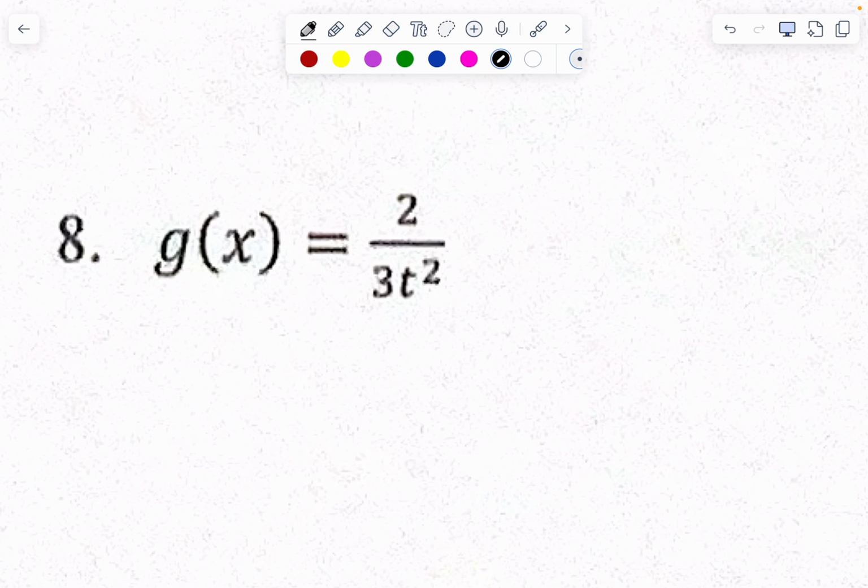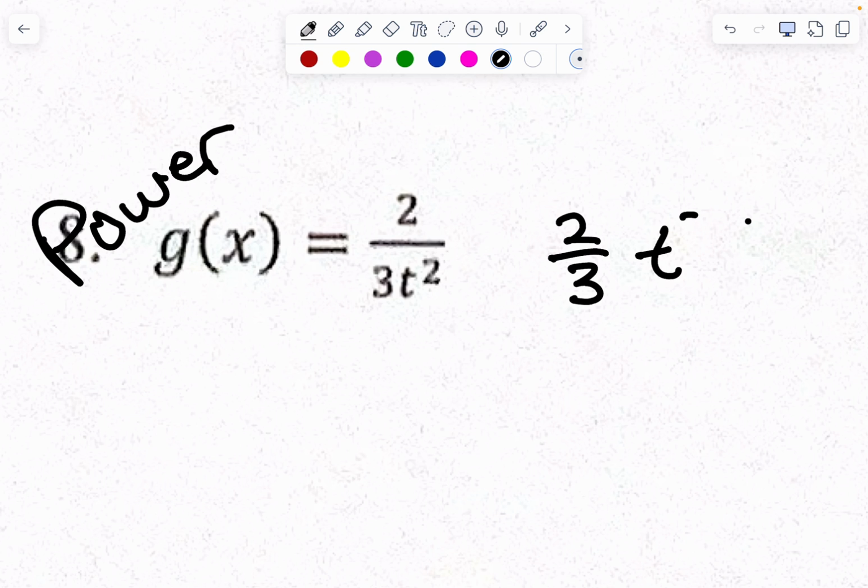I want to do the power, but you're going to do the power wrong. I bet you. Bring it up and make it a negative. Now here's the problem. What's it going to look like if you bring it up? 2/3 t to the negative 2. Like this? Yep. You know what people do wrong most of the time? They bring the 3 with it to the top. But the 3 stays on the bottom, right?